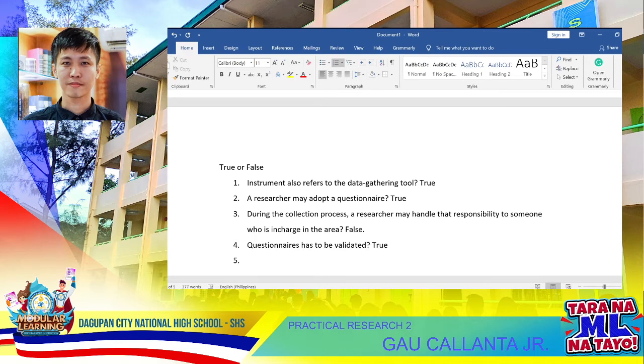during the collection process, the researcher has to have a permission to conduct his or her research. Is that necessary? The researcher has to have a permission to conduct his or her research. Yes, it is necessary. So the answer is true. Okay?